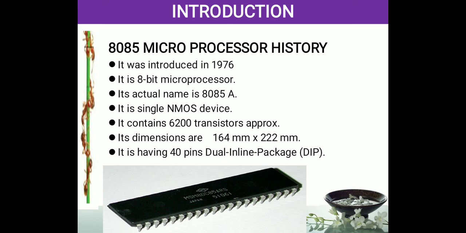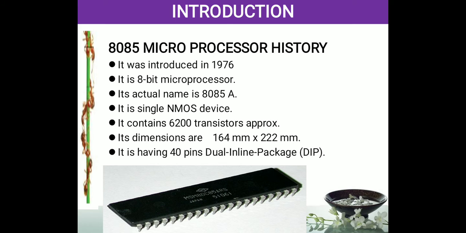Okay, its actual name is 8085A. At that time they introduced different types of the processor. Okay, that we will discuss later. And it is a single NMOS device. It contains approximately 62,000 transistors in it. Okay, this combination of the transistors performs the different operations.